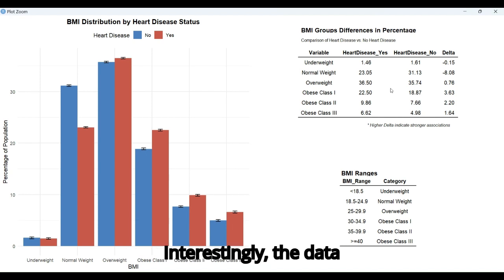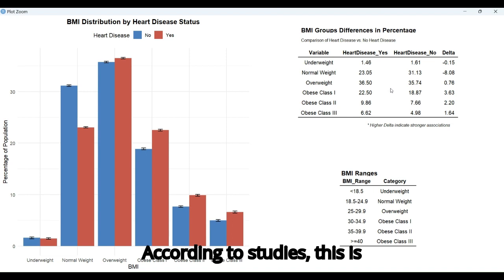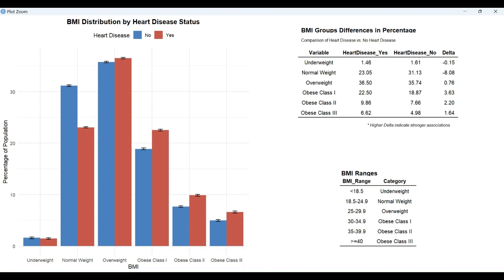Interestingly, the data reveals a nonlinear relationship between weight and heart disease. According to studies, this is indeed true. The highest delta is seen in the obese class 1. The consistently small SE values indicate reliable BMI prevalence estimates across heart disease categories.